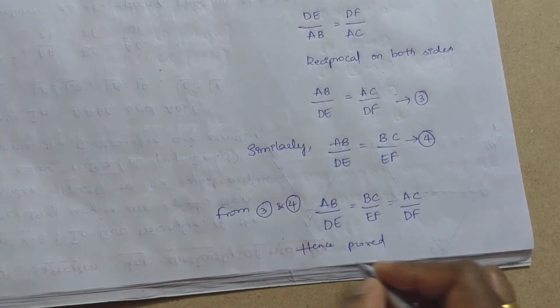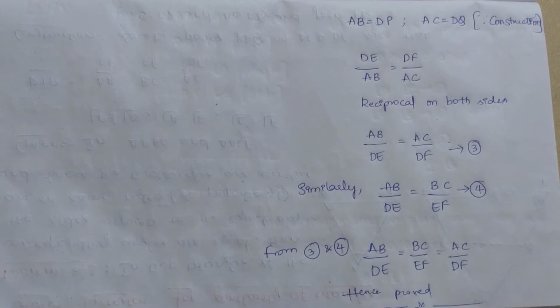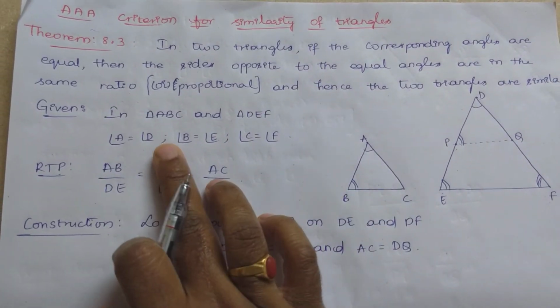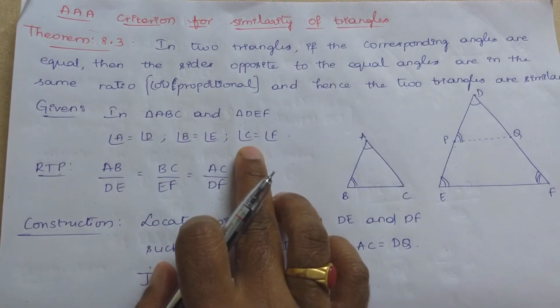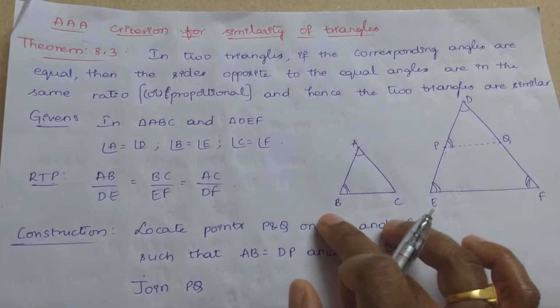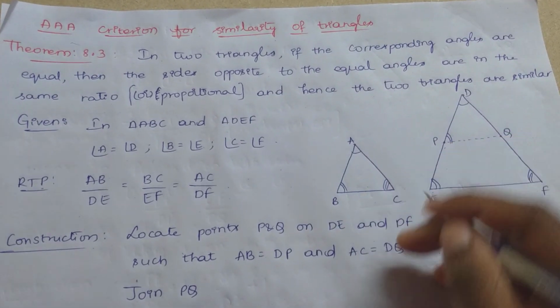Correct? Hence it is proved. This is the end of the theorem 8.3. Let me revise this again. They have given that the corresponding angles are equal. It means that angle A equals angle D, angle B equals angle E, and angle C equals angle F. So they have given that the corresponding angles are equal.